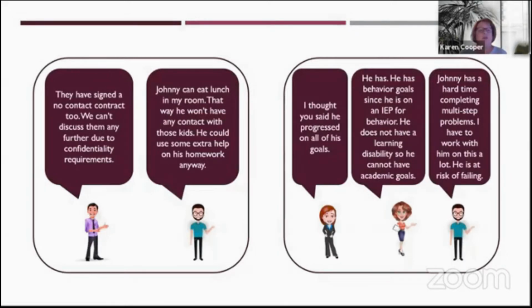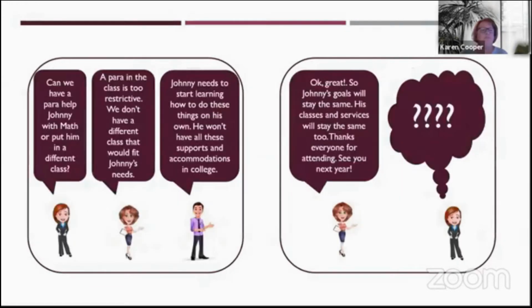So the teacher comes up with the suggestion that Johnny can eat lunch in his room. That way he won't have contact with those kids. He could use some extra help on his homework anyway. So this concerns mom and she says, I thought you said he progressed on all of his goals. The special education teacher says he has behavior goals since he's on an IEP for behavior, but he does not have a learning disability, so he cannot have academic goals. And the teacher explains he's having a hard time completing multi-step problems and he's at risk of failing.